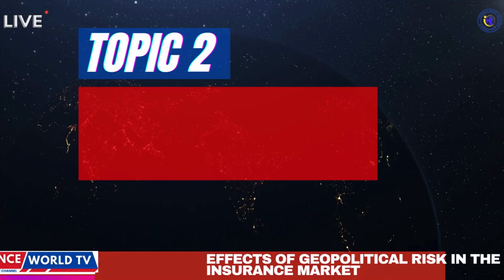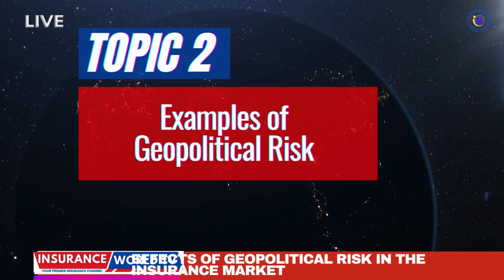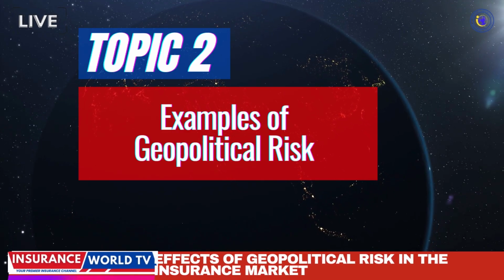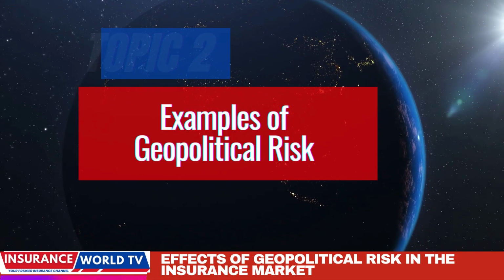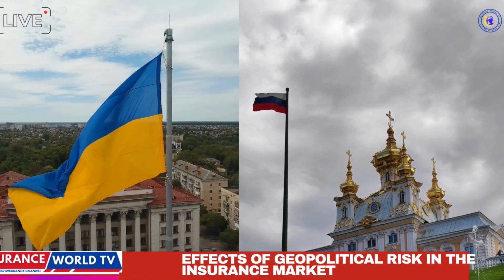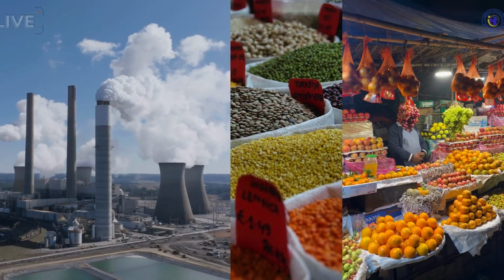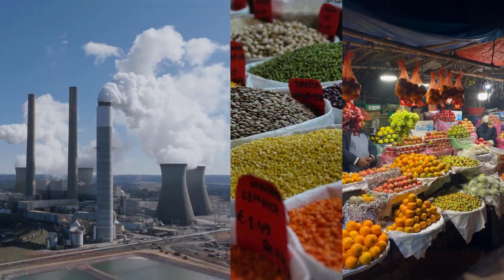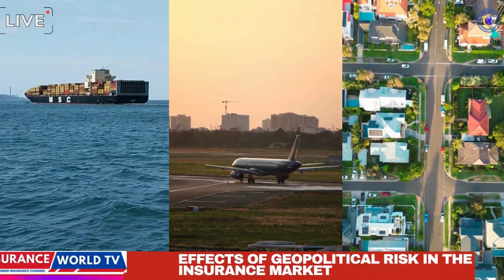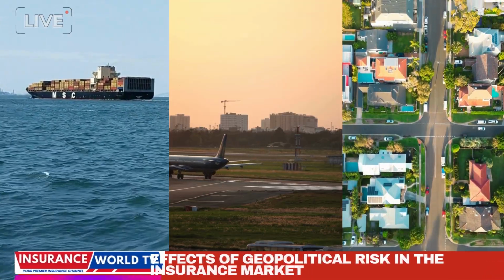Topic 2. Real-world examples of geopolitical events. Now, let's look at a few examples to bring this home. Global examples. Example 1. The Russia-Ukraine War. The Russia-Ukraine War disrupted global energy and food markets, leading to higher insurance costs for shipping, aviation, and even property in regions far from the conflict.